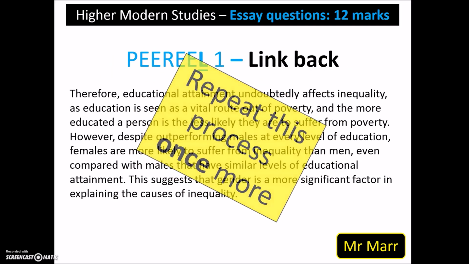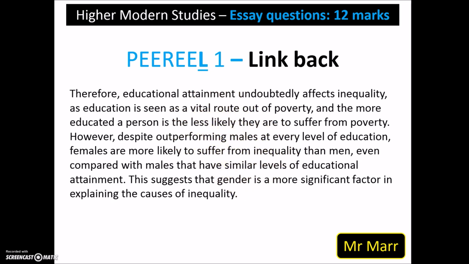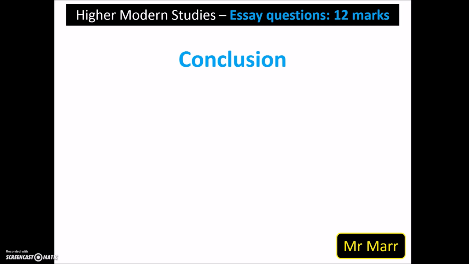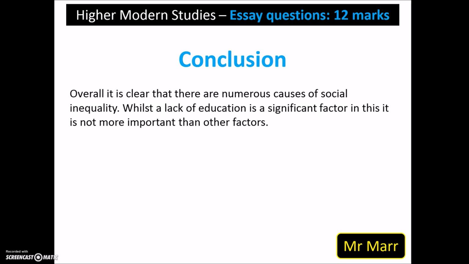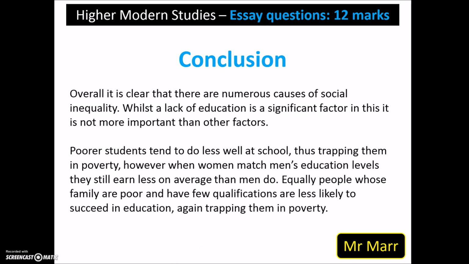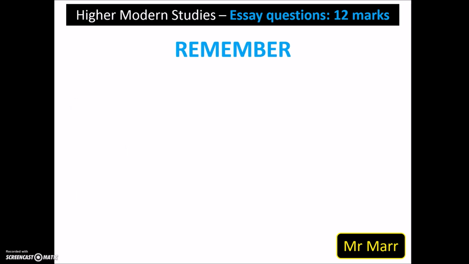We should try and repeat this process once more, giving a second PREO paragraph. Having done all this, we now need to reach an overall conclusion. We should make a decision about if there's a single factor or a combination which is relevant in answering the question. And then we should go on to provide evidence that supports this point of view.